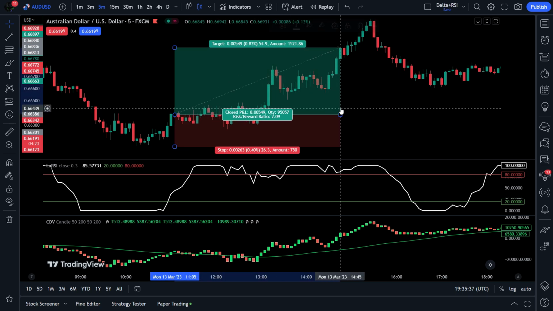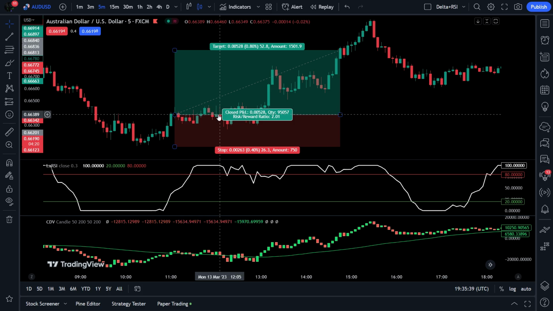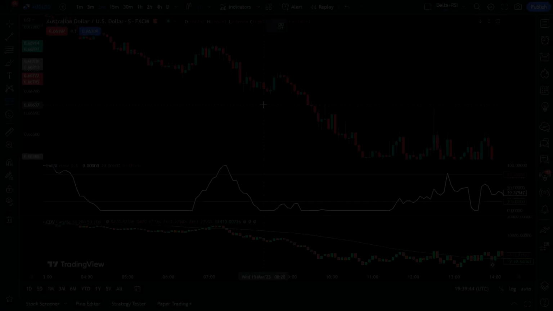We get a bit of drawdown, but this was a huge profit. Now that we have run through the long positions, let's head on over to the shorts.